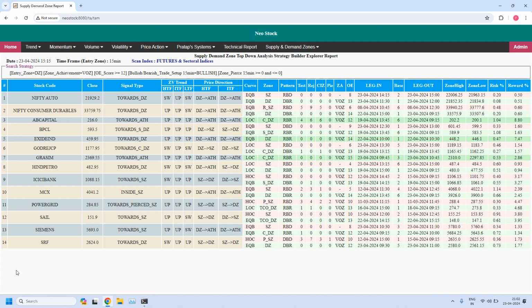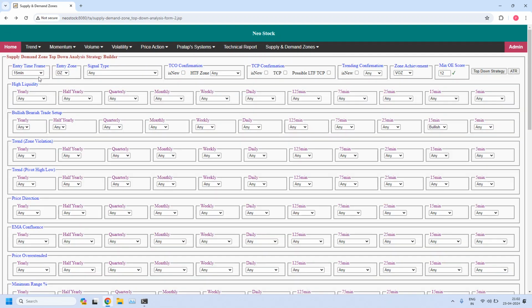So I am going back and generating the next report. The next report is a bearish trade setup for daily income trade. Daily income trade entry time frame is 15 minutes. For bearish trade setup, the entry zone should be supply zone. And also in bullish or bearish trade setup, in 15 minutes time frame, I am selecting the value bearish. And we already set the filters. Now let me generate the report.